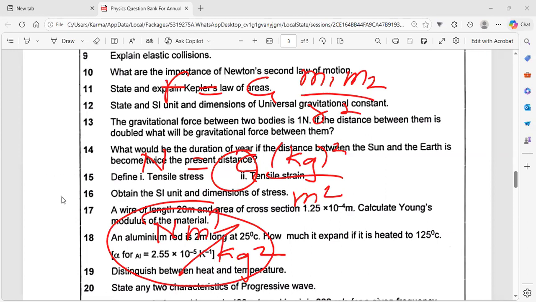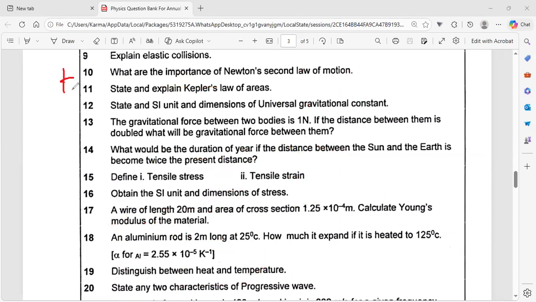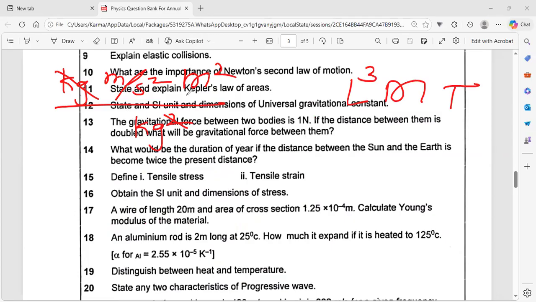Now let's write the dimensions. Newton is kg meter per second square, so Newton meter square per kg square, the kilos get cancelled. That is L M T. The length is 3, mass is -1, and the time is -2. This must be the dimensions.